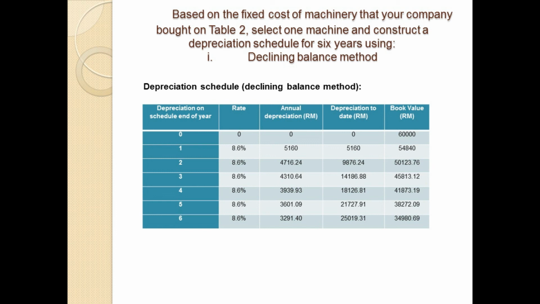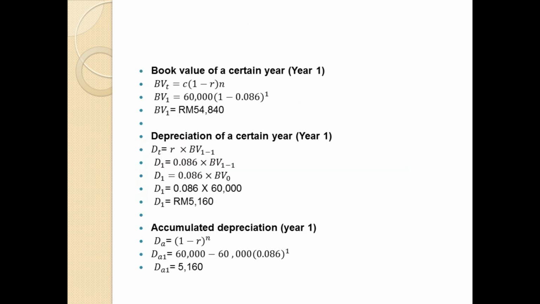For B, based on the fixed cost of machinery that your company bought in table 2, select one machine and construct a depreciation schedule for 6 years using the declining balance method. This is the depreciation schedule, end of year, rate at 0.6%, and no depreciation today, only the first year. This shows the details to calculate the book value of a certain year, and the answer is 54,840. This is the depreciation of a certain year formula, and the answer is 5,160. And lastly, the accumulated depreciation formula, and my answer is 5,160.